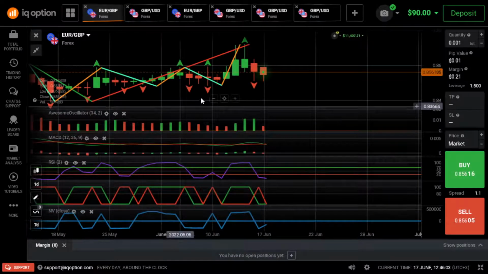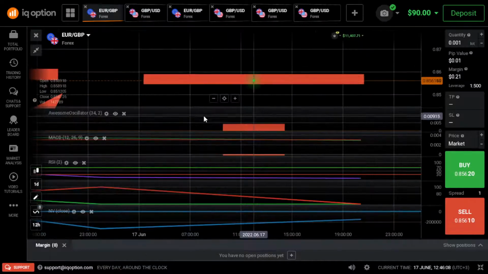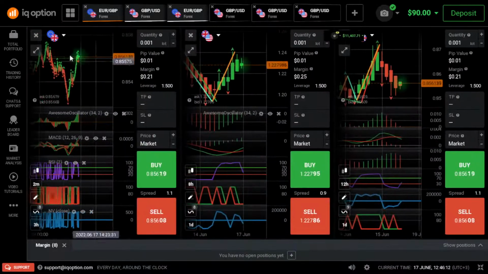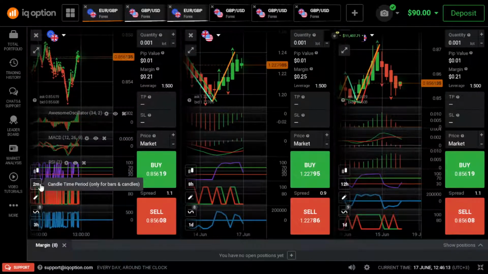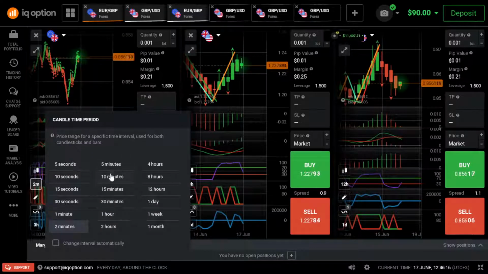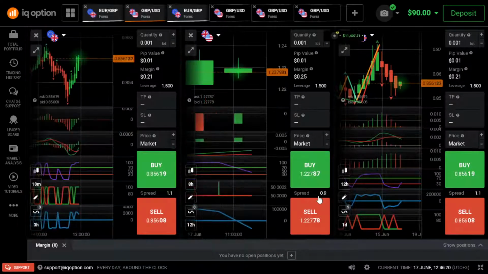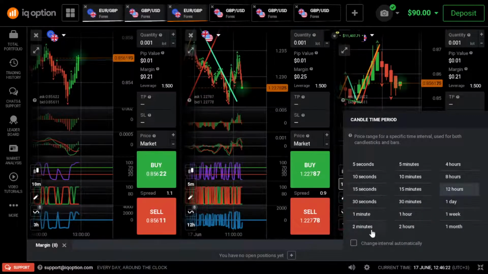At least we can see its movement. We can bring it down to probably 2 hours, or even have a multi-chart layout where we have probably 10 minutes and 5 hours, and then lastly 2 minutes.